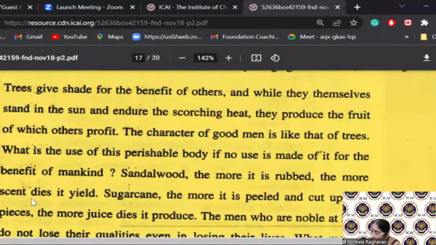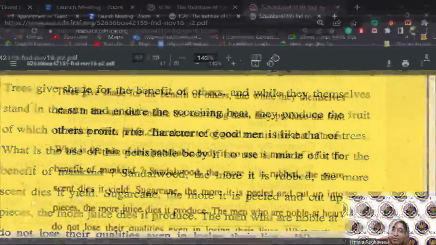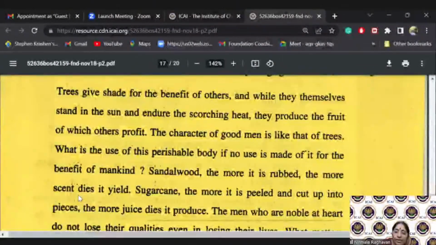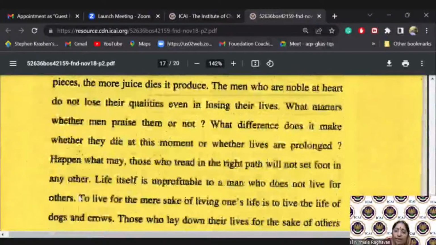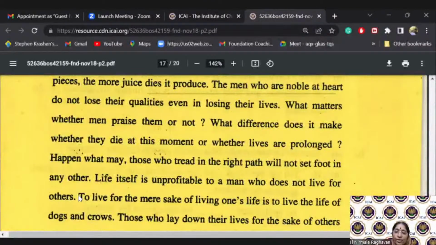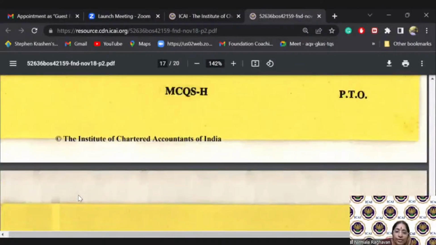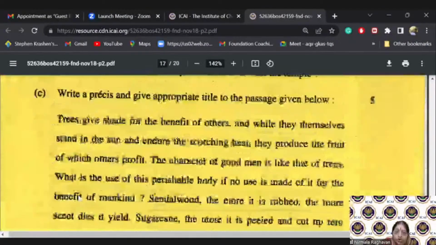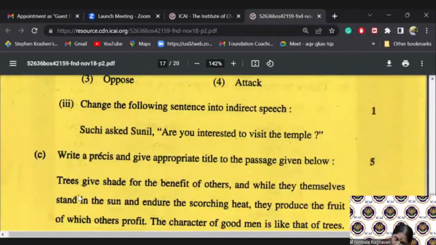Okay, so let's count the number of words first. 1, 2, 3, 4, 5, 6, 7, 8, 9, 10, 11, 12. Okay, into lines. 1, 2, 3, 4, 5, 6, 7, 8, 9, 10, 11, 12, 13, 14, 15. 15 lines, okay. 12 into 15, 180 words. So 1/3 will be 60 words. Just that. This is a very short passage. Okay. Now let's fix the title.